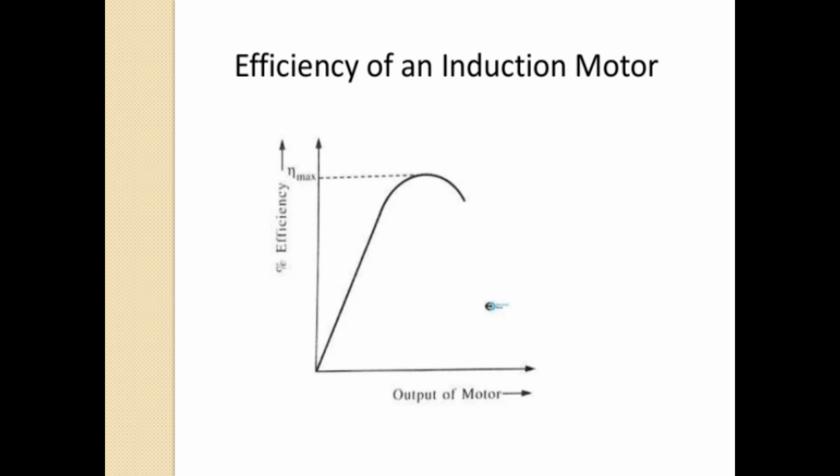This is the efficiency curve of the induction motor. The x-axis is output power and the y-axis is efficiency. The curve gradually increases.